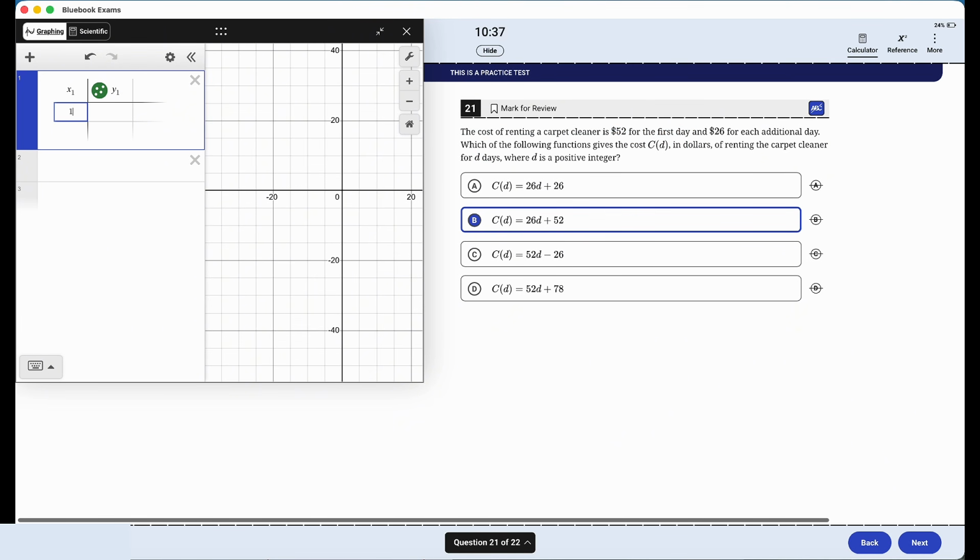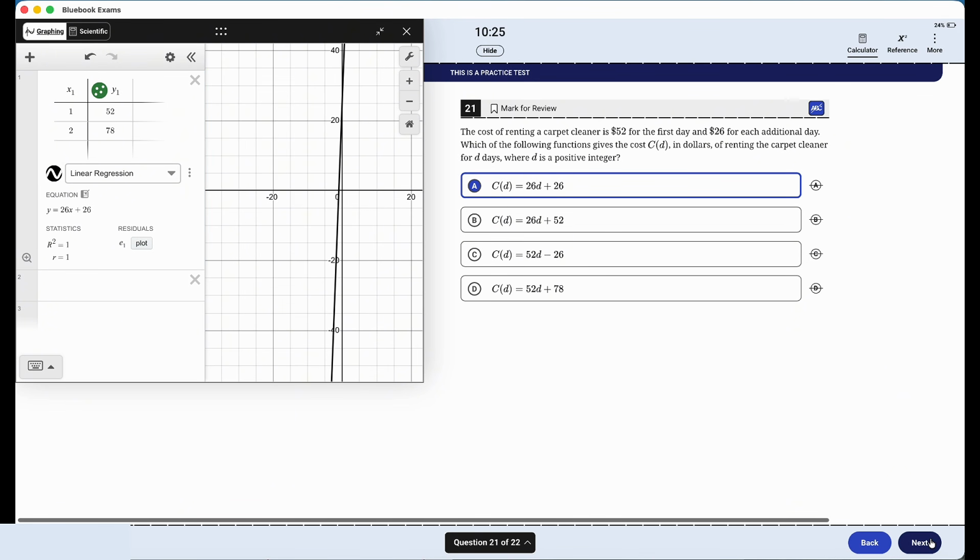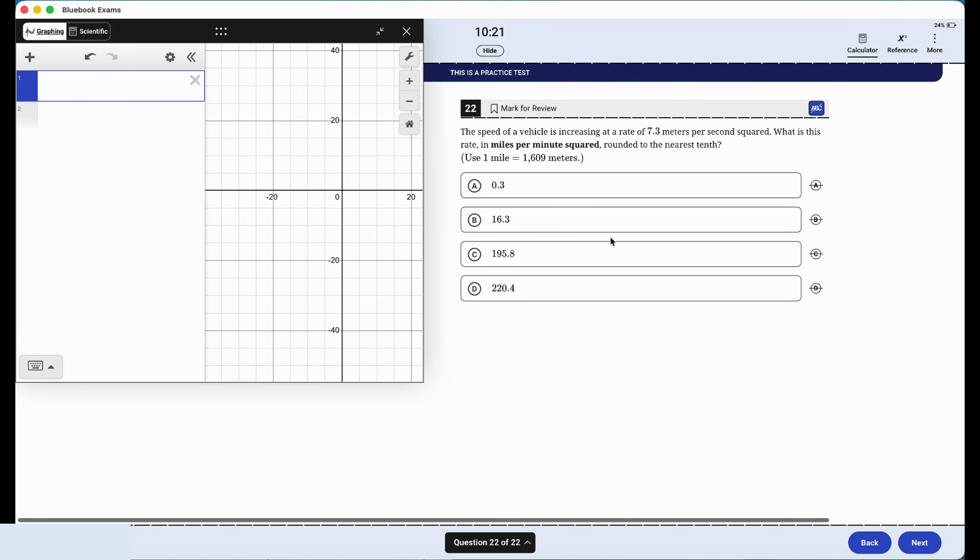First day, $52. So 1 day cost 52 and 26 for each additional day. So a second day is 26 more, it's 78, right? Do your regression, and here's our equation, and you don't fall for the trap. So next one, last one actually, is a conversion problem.